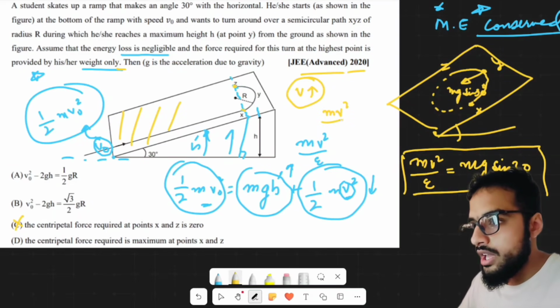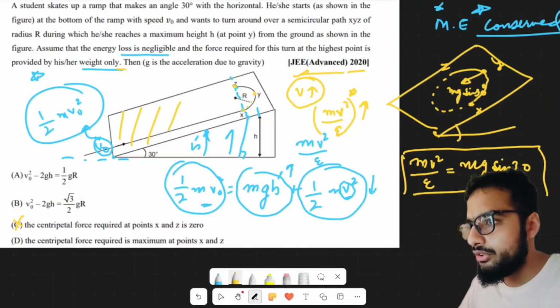If the velocity at that point is more and it is doing a circular motion, couldn't we say that mv square by r, that is required, is the required centripetal force to perform a circular motion on a radius r with a velocity v? Shouldn't this be more if velocity is more compared to y?